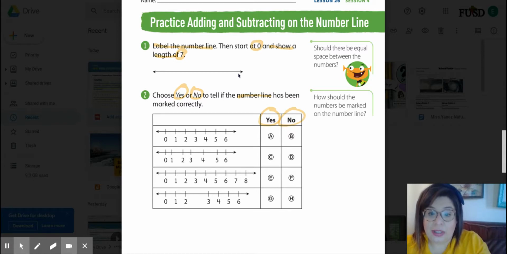So you're going to look at the first number line and you're going to see, do they start with 0? Because number lines start with 0. So if you think, yep, it's evenly spaced, the numbers are in consecutive order, great, you're going to choose yes. But if they are not, you're going to choose no. I want you to look at the last number line. Look at that big old gap between 2 and 3. Is that evenly spaced? I already know I'm going to choose no.